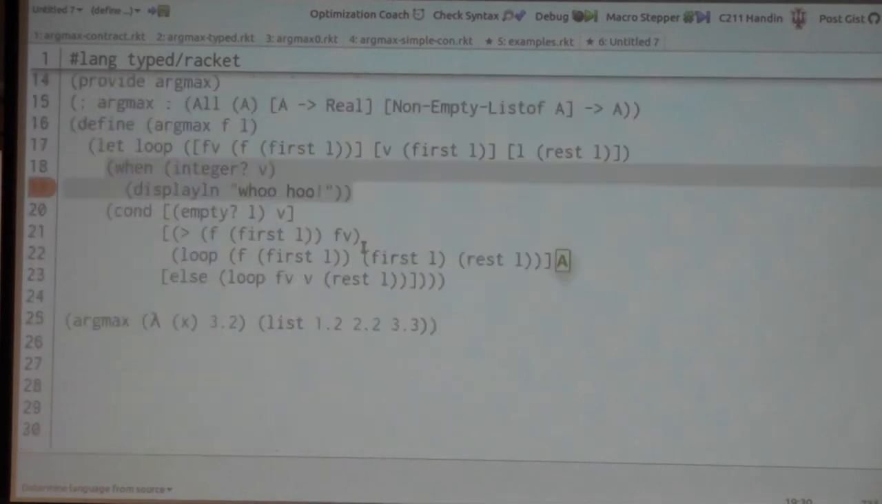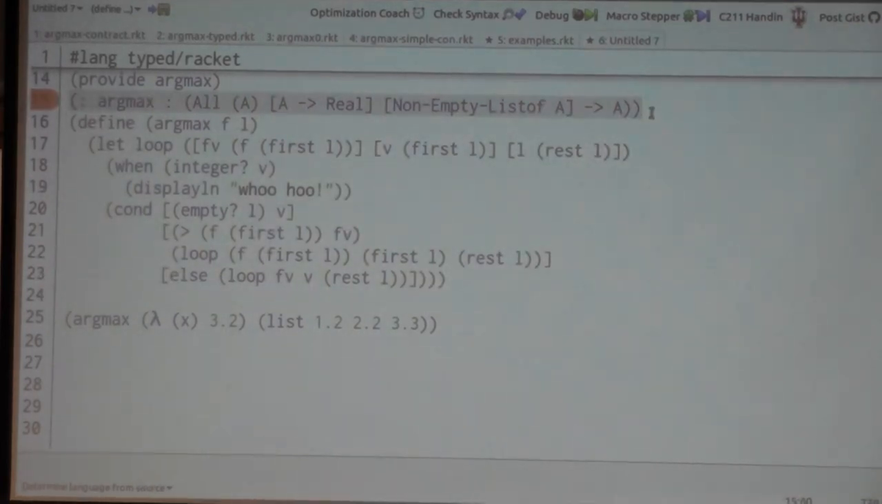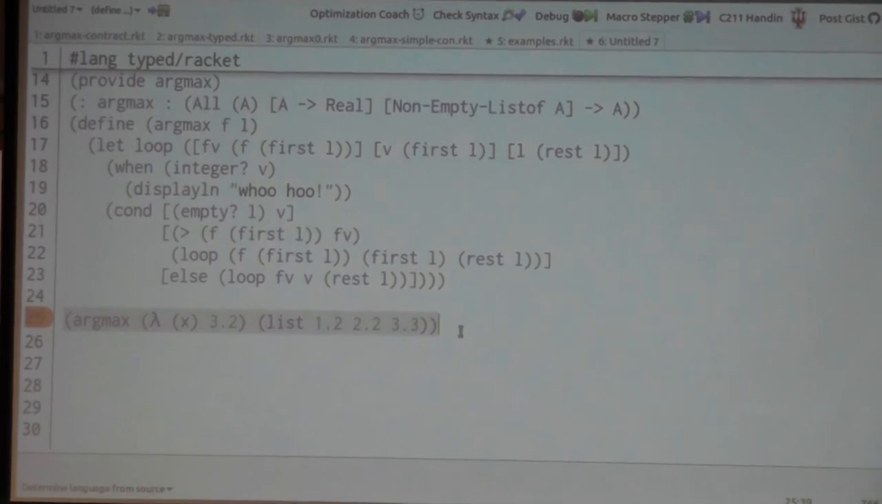So we're doing two things. We're checking that Argmax lives up to this specification, and we're checking that the client of Argmax, that is line 25 here, lives up to this specification. The key thing about specifications is that they're an agreement between two people, and we're checking it on both of them. So there's two different checks. Okay, so that's enough about type checking.